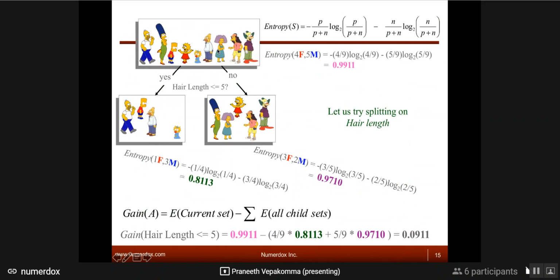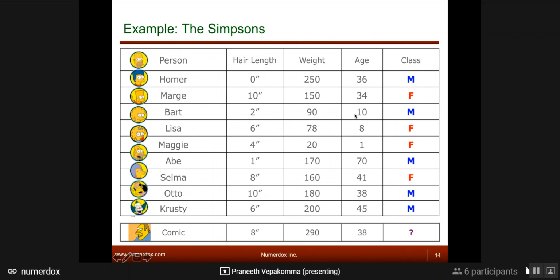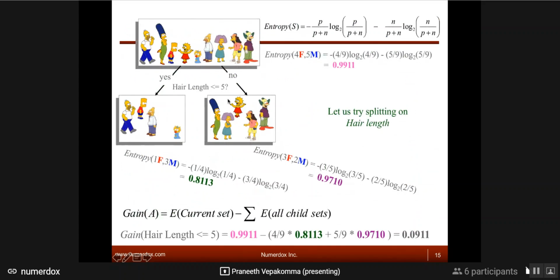So anyway, we compute the information gain for all the variables, and say the answer is that hair length has the highest information gain. So the first split is not made based on weight or age, but based on hair length, because hair length seems to be a better indicator of gender than age, right? With age, you can have old, young, middle age everywhere in both genders, more likely. So you split based on hair length.